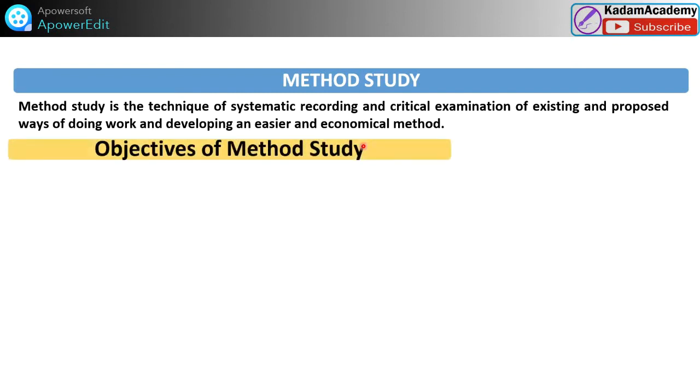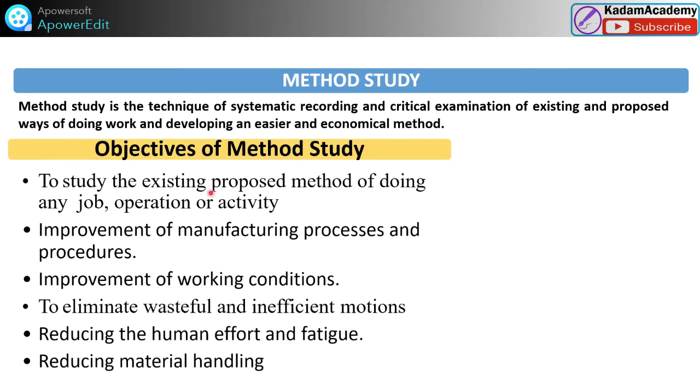So what will be the objectives of method study? Some objectives are defined here. First objective, to study the existing and proposed method of doing a job, operation or activity. That must be your first objective. After that, improvement of manufacturing processes and procedures by observing it. That must be your objective under method study.